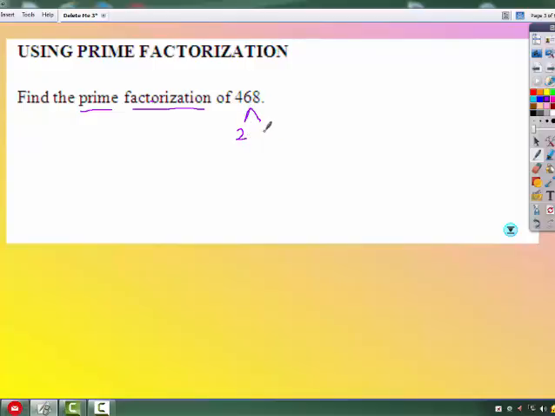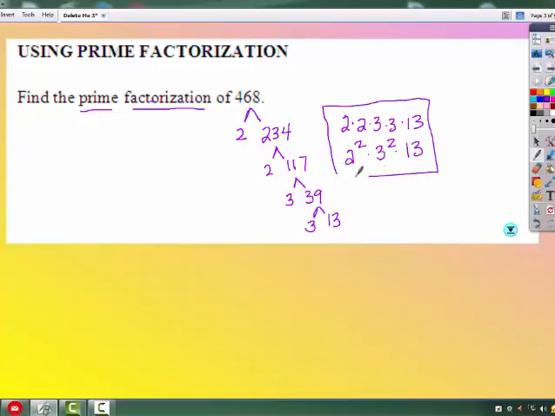So 2 goes into 468 234 times. From there, 2 goes in again, 117 times. From there, since 2 no longer goes in, we try 3, which does go in 39 times. Again, 3 goes in 13 times, and 13 is a prime number, so we know that we are done. So this is 2 times 2 times 3 times 3 times 13, or 2 squared times 3 squared times 13. This becomes the prime factorization of 468.